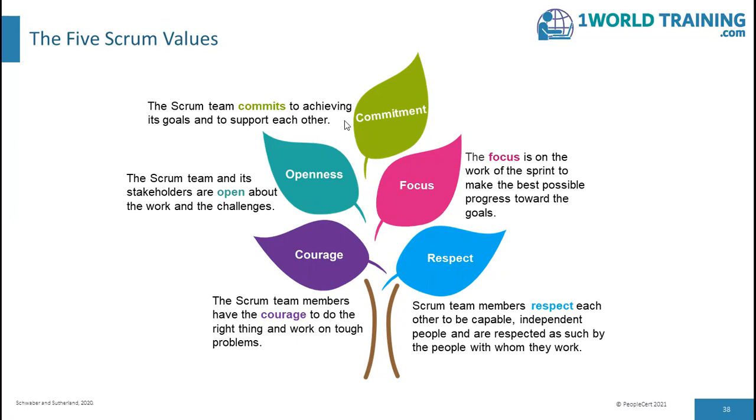Let's take a look at commitment. The Scrum team commits to achieving its goals and to support each other. Focus. The focus is on the work of the sprint or iteration to make the best possible progress towards the goals. Openness. The Scrum team and its stakeholders are open about the work and the challenges. Respect. Scrum team members respect each other to be capable, independent people and are respected as such by the people with whom they work. Courage. The Scrum team members have the courage to do the right thing and work on tough problems.